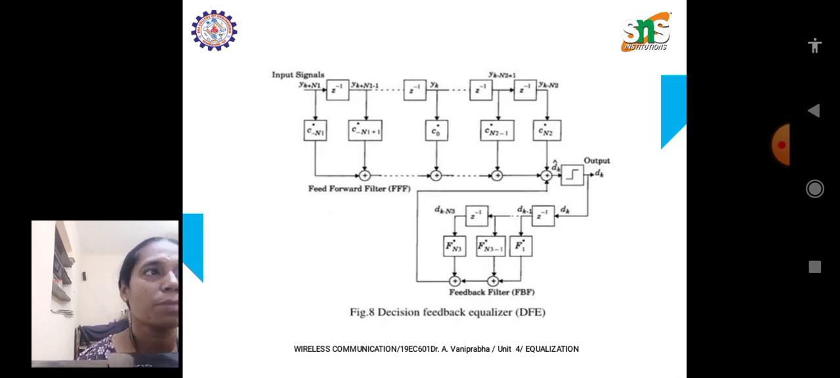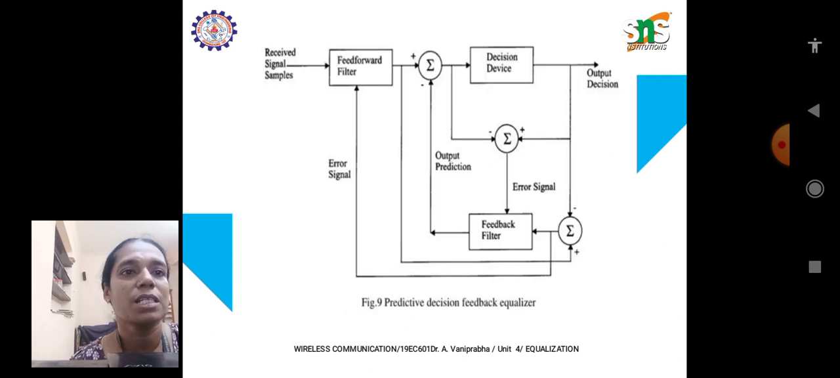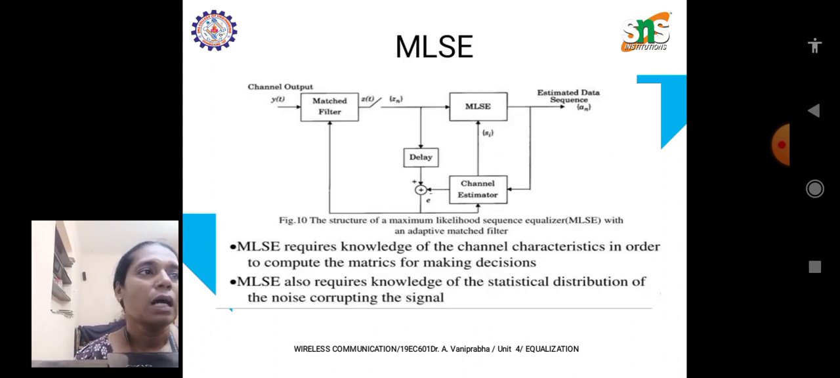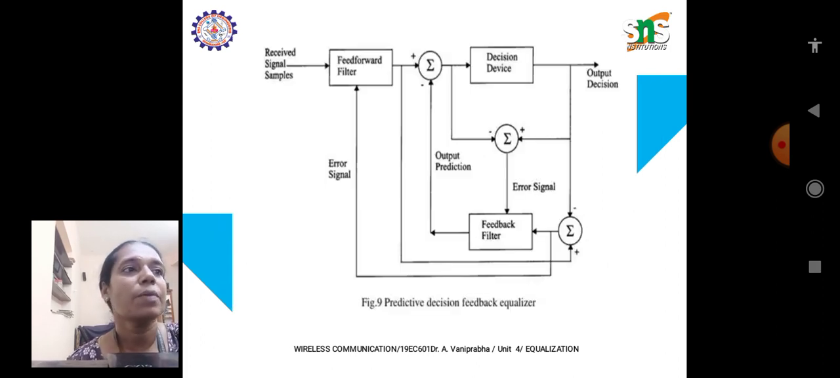And this is the pictorial representation of each equalizer: the adaptive equalizer, the decision feedback equalizer, and the predictive decision feedback equalizer. Next is the maximum likelihood equalizer. This equalizer has a matched filter with delay factors and also a channel estimator. It requires knowledge of the channel characteristics in order to compute the metric for making decisions. It also requires knowledge of the statistical distribution of the noise corrupting the signal. This is the predictive decision feedback equalizer structure.